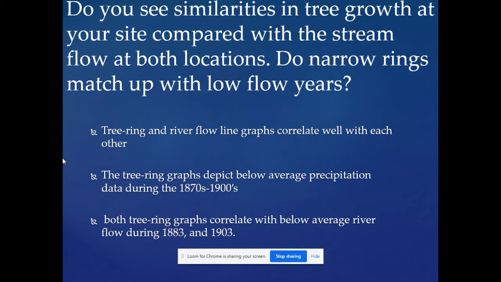For this particular one, they said tree ring and river flow line graphs correlate well with one another. The tree ring graphs depict below average precipitation data. Both tree ring graphs correlate with below average river flow.